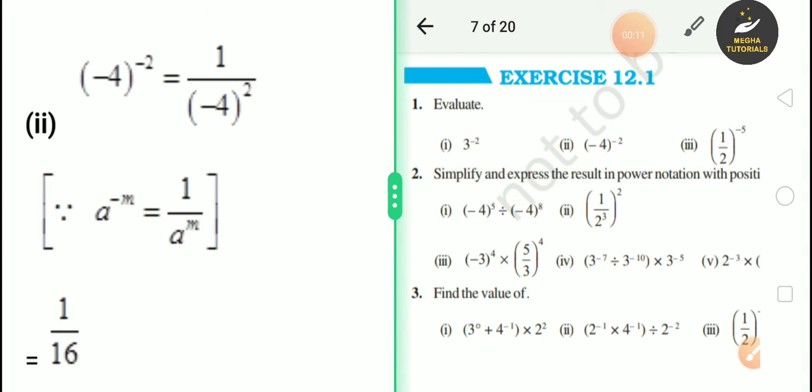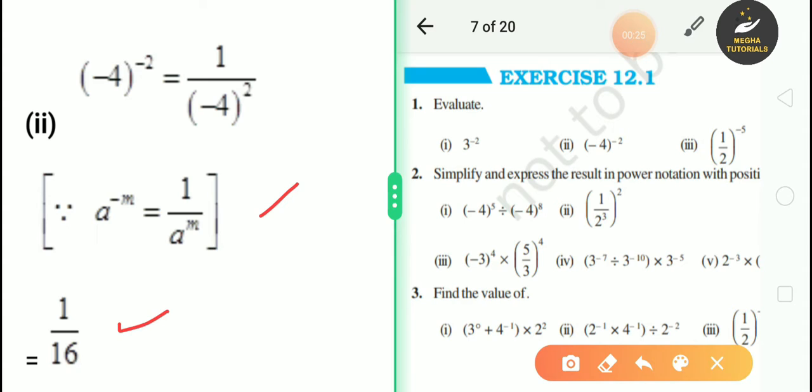Question 2, minus 4 raised to minus 2. So you can write it as 1 upon minus 4 square, using a raised to minus m is equal to 1 upon a raised to m. So minus 4 square is 16, therefore the final answer is 1 upon 16.